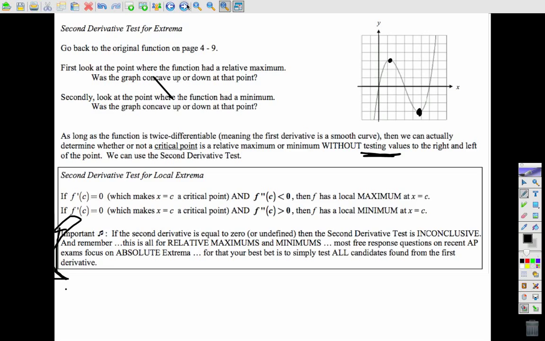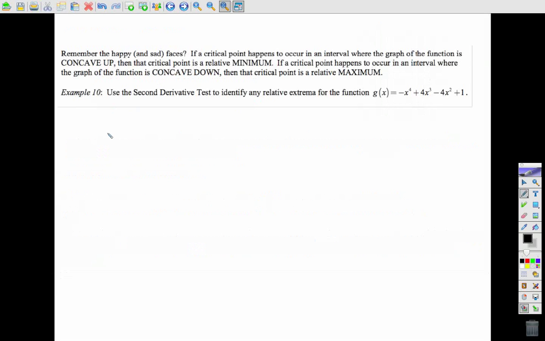Okay, let's see. Remember the happy and sad faces? If a critical point happens to occur in an interval where the graph of a function is concave up, then that critical point is a relative minimum. What did that look like with the smiley face? That looked like, oops, oh my goodness.